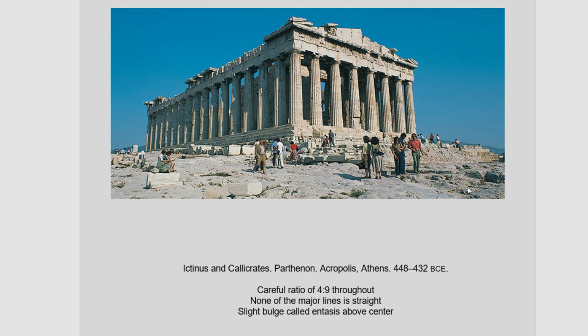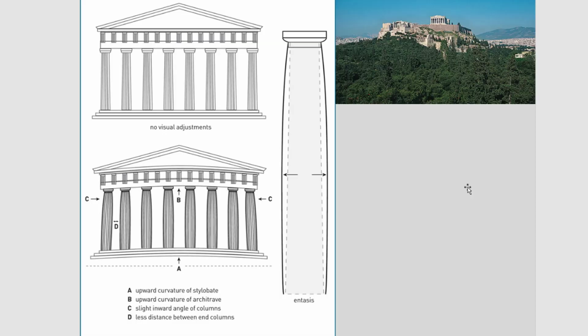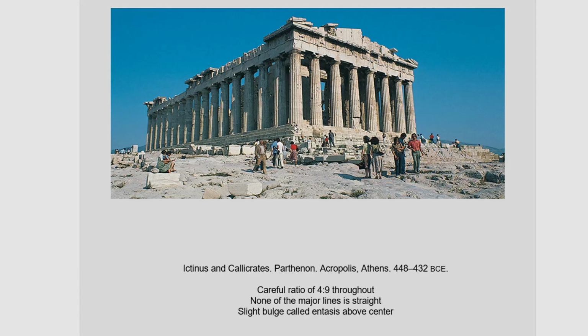The Parthenon, and this has a careful ratio of 4 to 9 proportions throughout. None of the lines in the columns, the actual lines of the building, are straight.